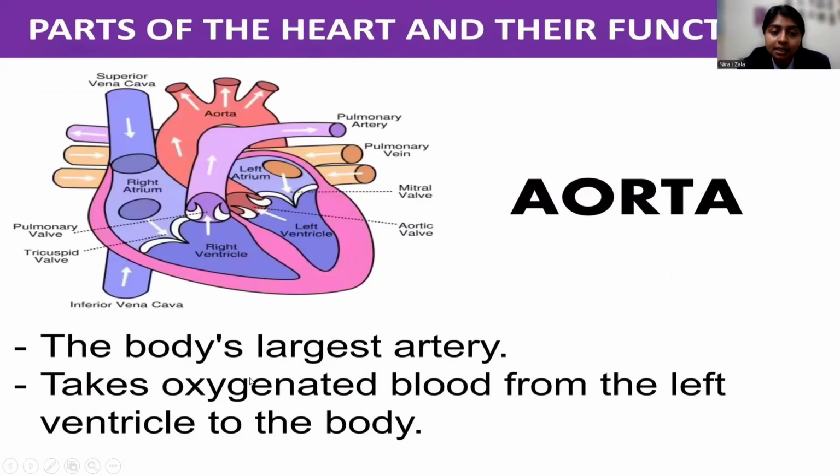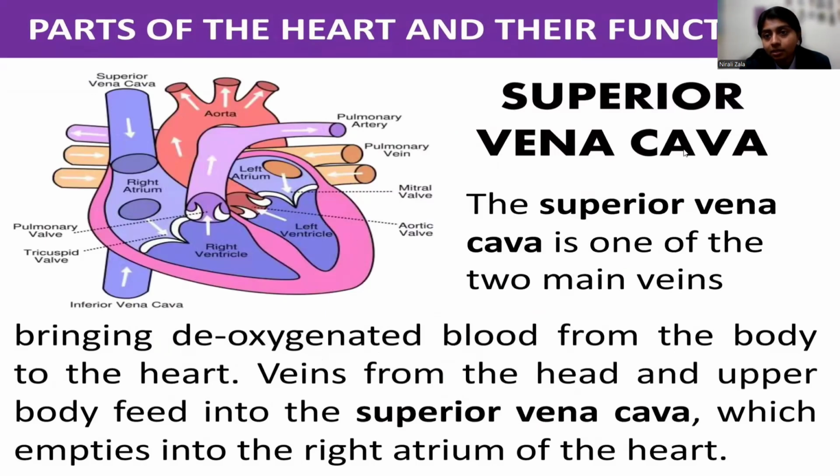So the aorta is the body's largest artery. It takes oxygenated blood from the left ventricle to the body. Now next is the superior vena cava. The superior vena cava is one of the two main veins that bring deoxygenated blood from the body to the heart. Veins from the head and the upper body feed into the superior vena cava, which empties into the right atrium of the heart.